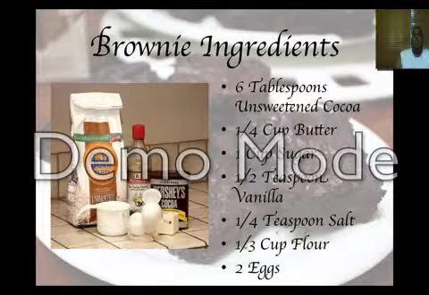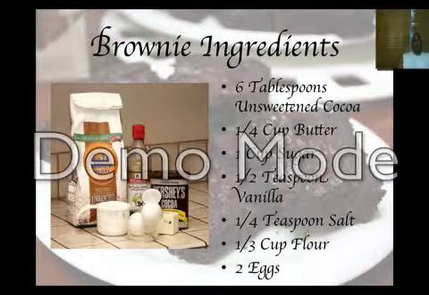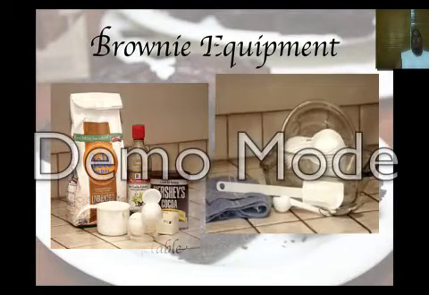The brownie ingredients are 6 tablespoons of unsweetened cocoa, 1/4 cup butter, 1 cup sugar, 1/2 teaspoon vanilla, 1/4 teaspoon salt, 1/3 cup flour, and 2 eggs. Those are the ingredients made for brownies, but there are also other recipes that can be used. This is the original recipe.